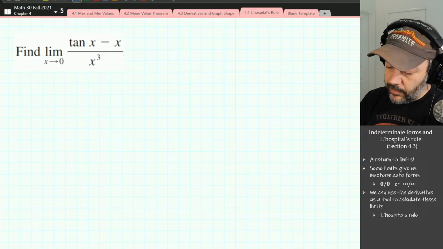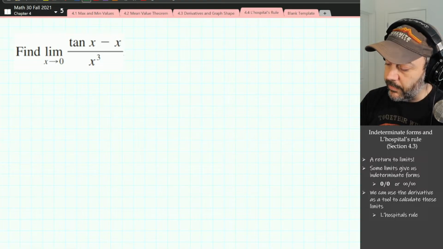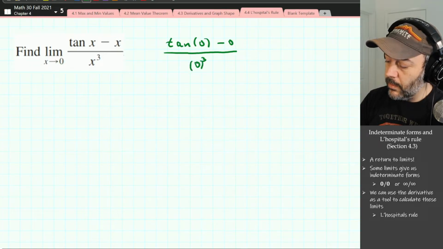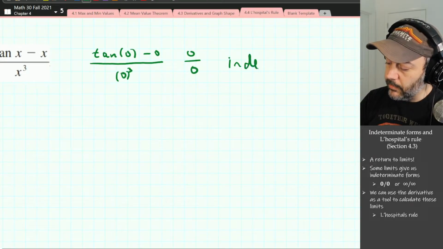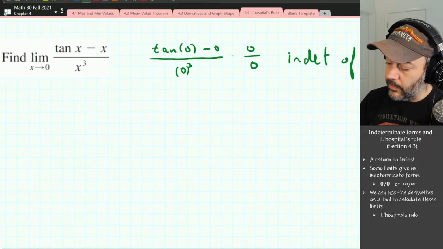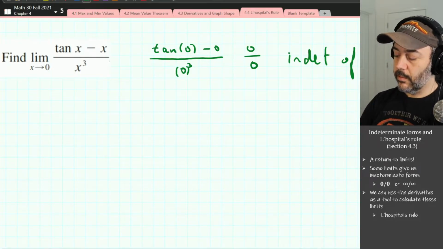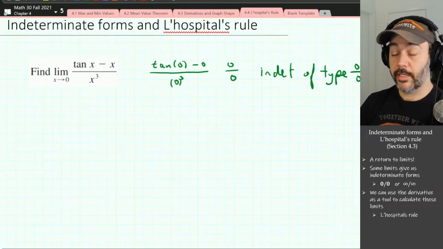And sometimes you just got to apply L'Hopital's rule multiple times. So first things first, if we try direct substitution, we get 0 over 0. So it's indeterminate of type 0 over 0. Now remember, that doesn't mean anything. So I'm not writing the equals, but I'm just checking that when you do direct substitution, you get 0 over 0.